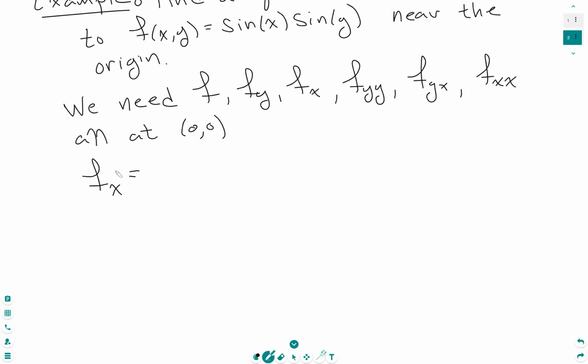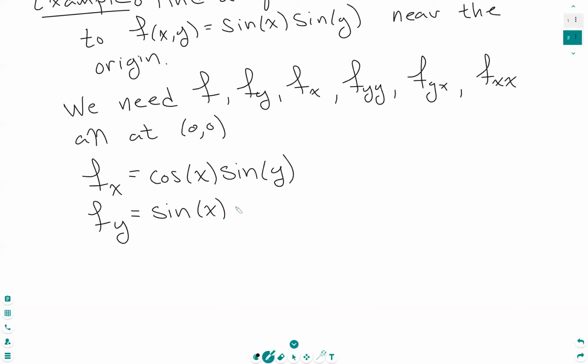So we need fx, which is just going to be cosine of x times sine of y. The first derivative with respect to y is then sine of x cosine of y. If I take two derivatives with respect to x, I get negative sine of x sine of y.